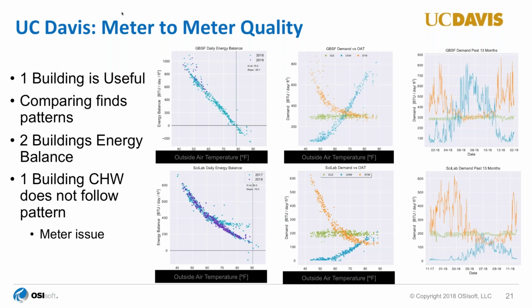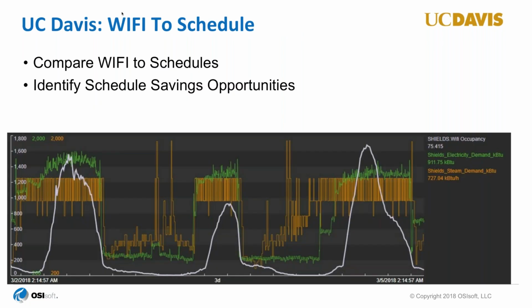The next example is, they don't have the luxury of some commercial buildings where people badge in and you can understand occupancy, and it's not a defined work schedule where everyone works 8 to 5, 8 to 6 or 9, whatever. As a college campus, you have diverse uses of facilities.